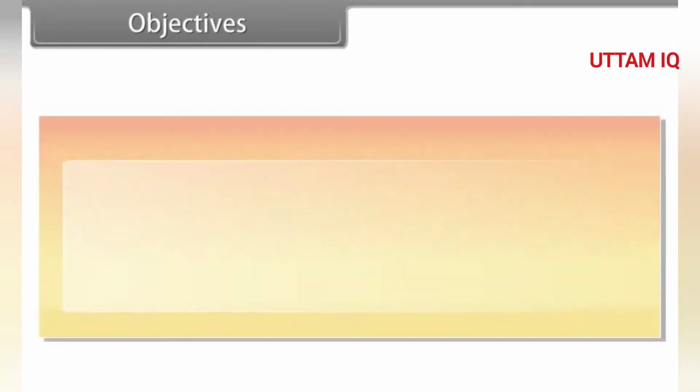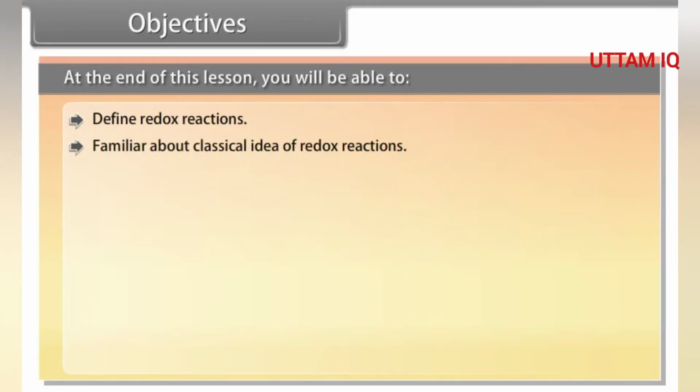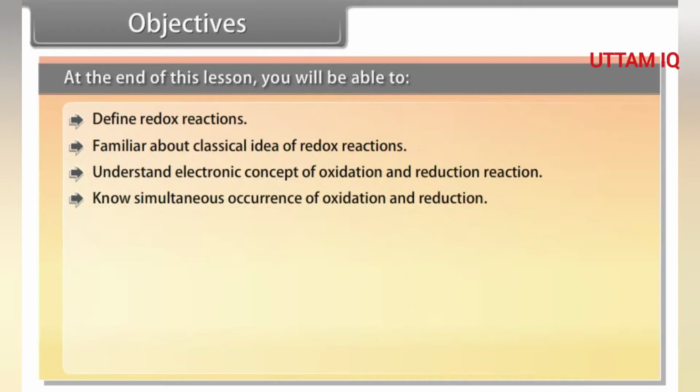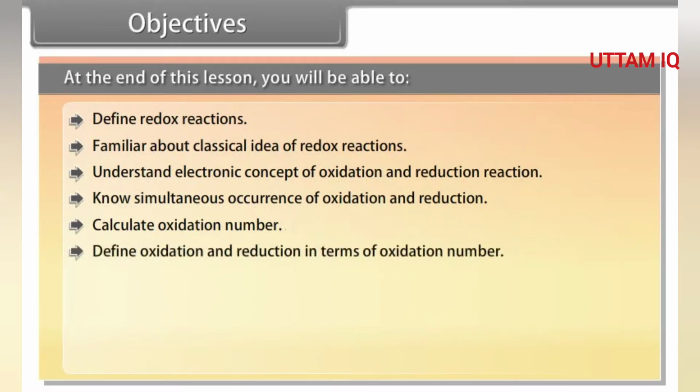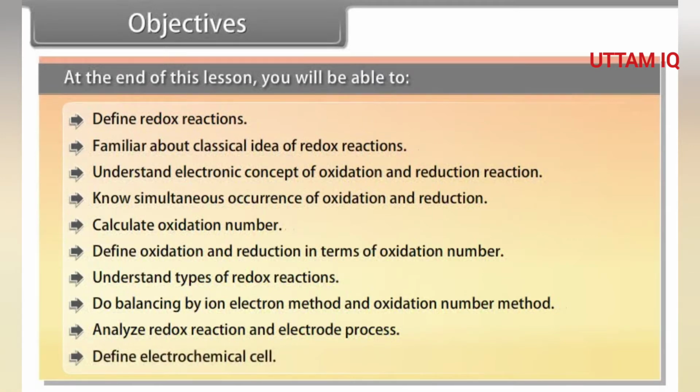Objectives. At the end of this lesson, you will be able to define redox reactions, become familiar with the classical idea of redox reactions, understand the electronic concept of oxidation and reduction reaction, know the simultaneous occurrence of oxidation and reduction, calculate oxidation number, define oxidation and reduction in terms of oxidation number, understand types of redox reactions, do balancing by the ion-electron method and oxidation number method, analyze redox reaction and electrode process, and define electrochemical cell.